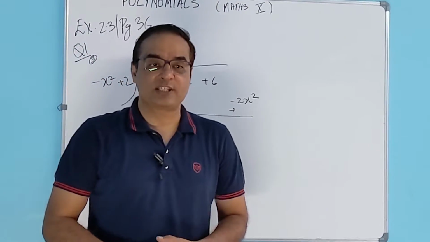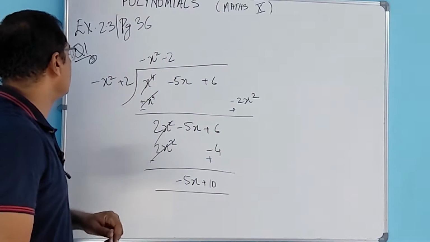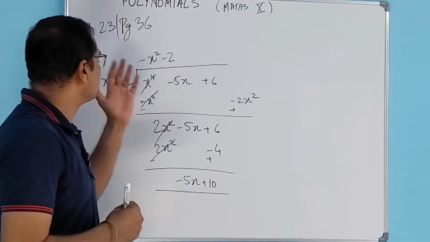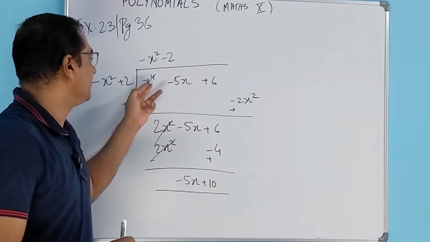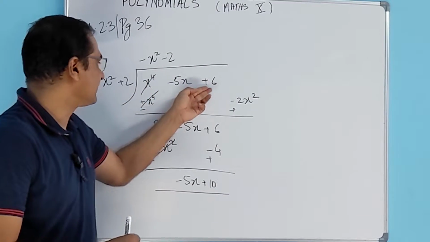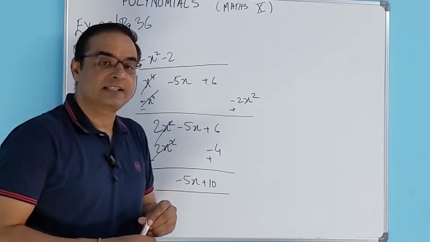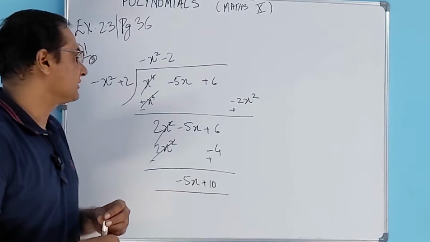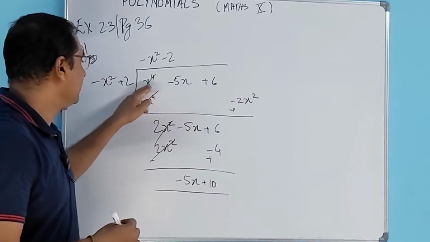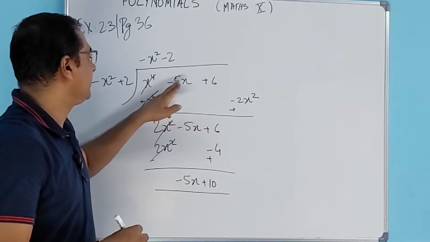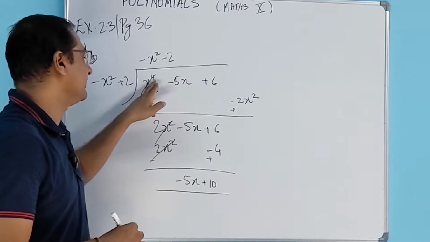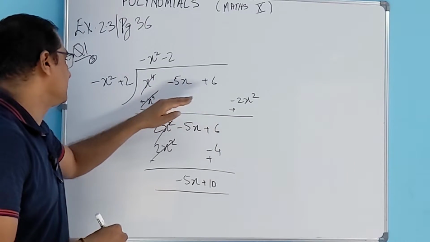Let's look at sub question 3, which is given in question number 1 of exercise 2.3. So we are given the polynomial x raised to power 4 minus 5x plus 6, and the divisor is given as 2 minus x square. First step first, we need to order the dividend in the descending order of the degree of the variable. All the terms should be in that way.